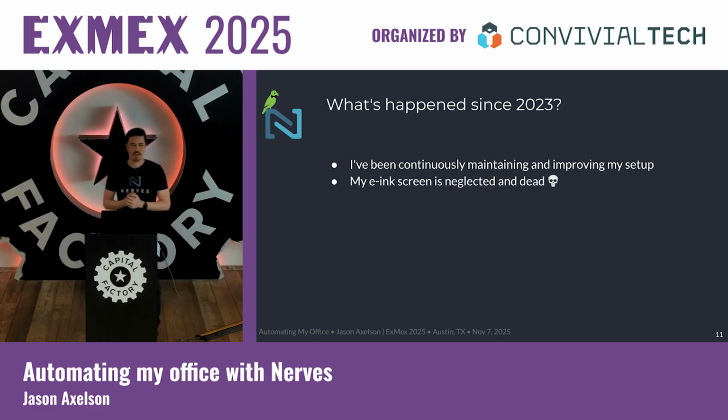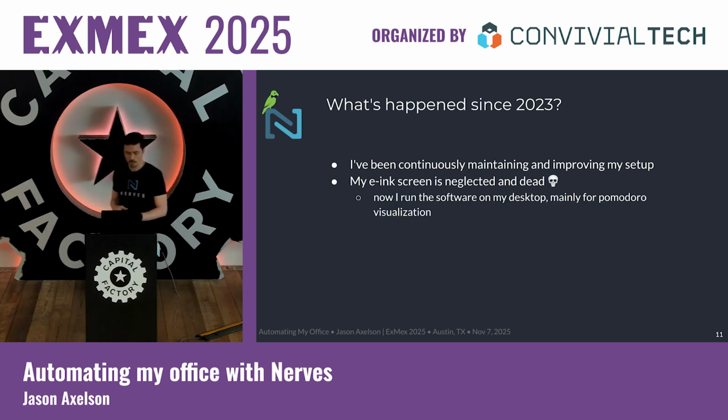And one of the main reasons for that is because, at least with the current technology for 7-color e-ink screens that I have, the display refresh rate is really, really slow. It takes like over 30 seconds, so half a minute. So with that, I could only update it every 30 minutes, and it would flash and be a little bit distracting. But the software lives on. I still run that on my desktop, although honestly, mainly at this point, it's just for that Pomodoro visualization.